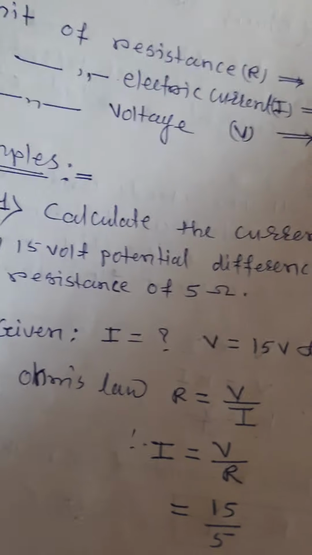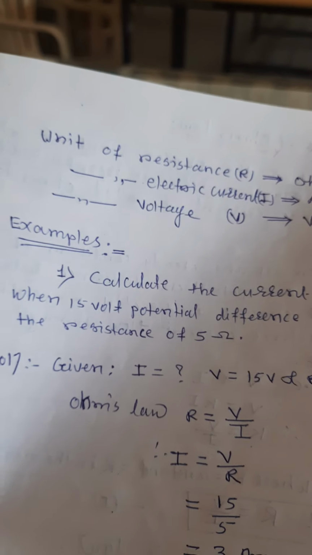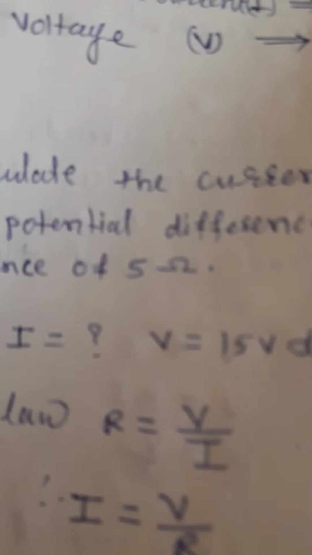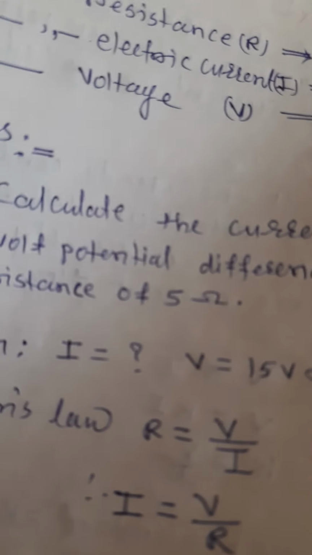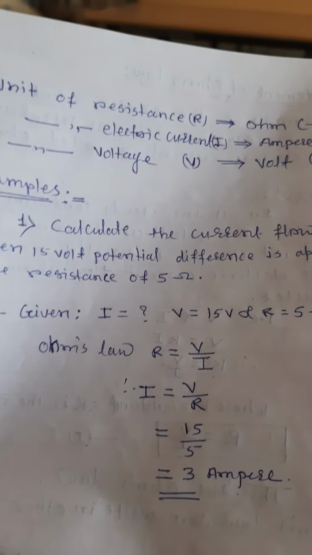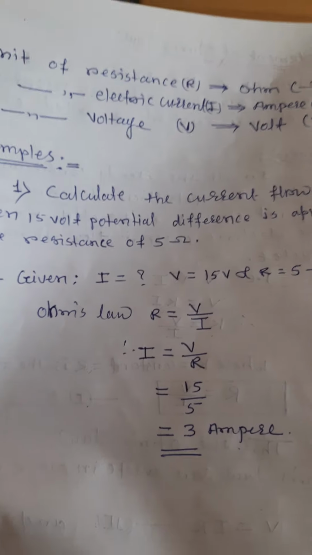For example, calculate the current flowing in the circuit when a 15 volt potential difference is applied across a resistance of 5 ohm. Here the voltage and resistance are given, and we have to calculate the current. According to Ohm's law, R is equal to V upon I. Putting in these values, we get 3 ampere.